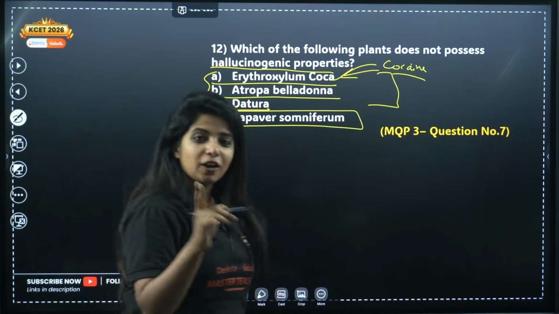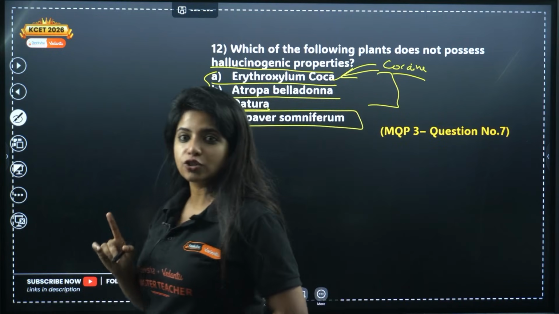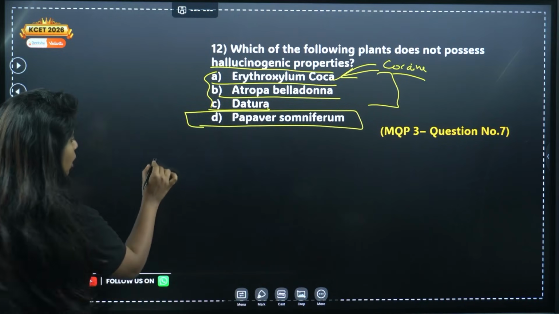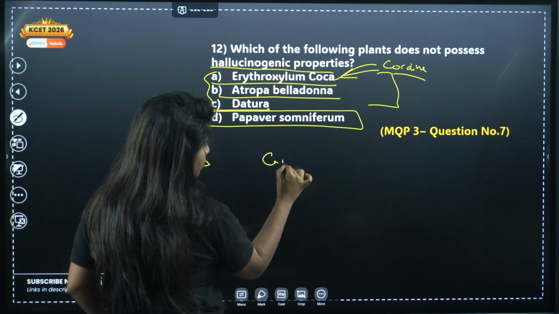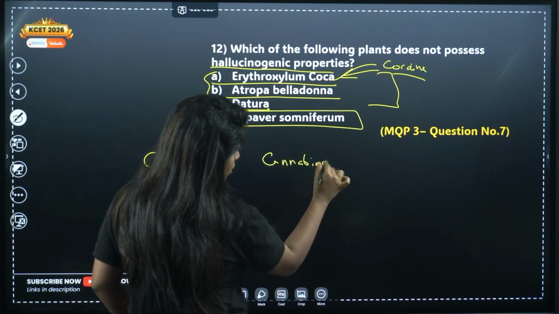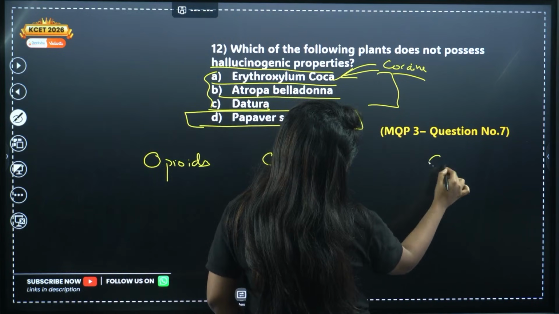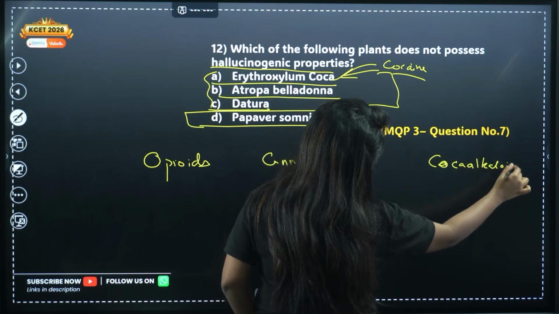Papaver somniferum, heroin and morphine are the drugs that you get from it. And have you studied that it causes hallucination? No, my dear children, it does not cause hallucination. Always remember, you have three types of drugs: opioids, okay, and cannabinoids. And over here you have the Erythroxylum coca. So basically, coca alkaloids.